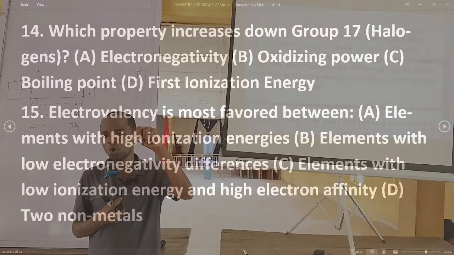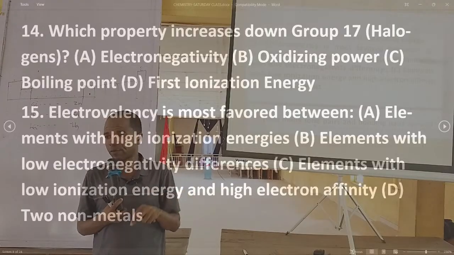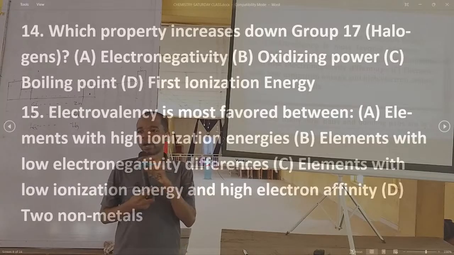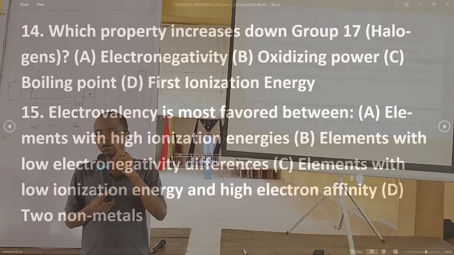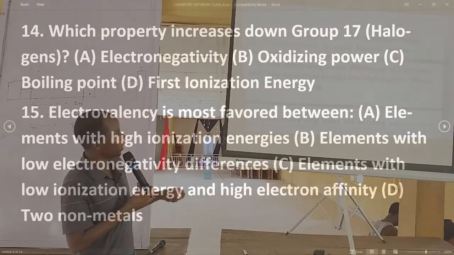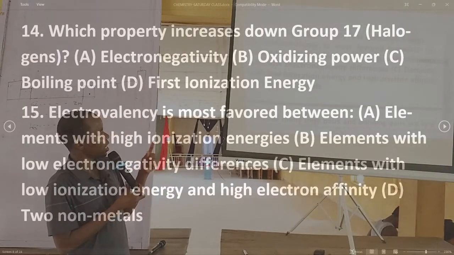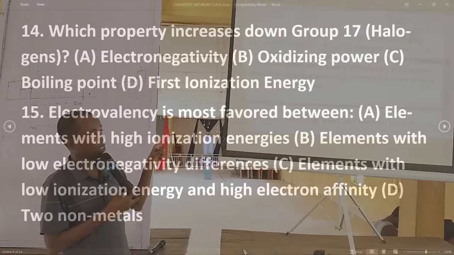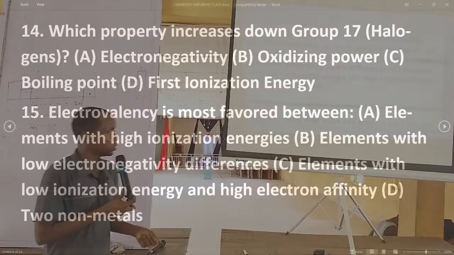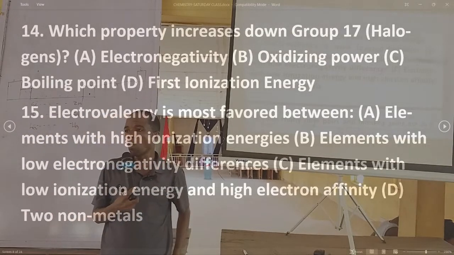Number one is low ionization energy of the metal, and number two is high electron affinity of the non-metal. Once again, the two factors that favor electrovalency are low ionization energy of the metal and high electron affinity of the non-metal. If you look at the options, that's going to be option C: elements with low ionization energy, that's the metal, and high electron affinity, that is the non-metal.